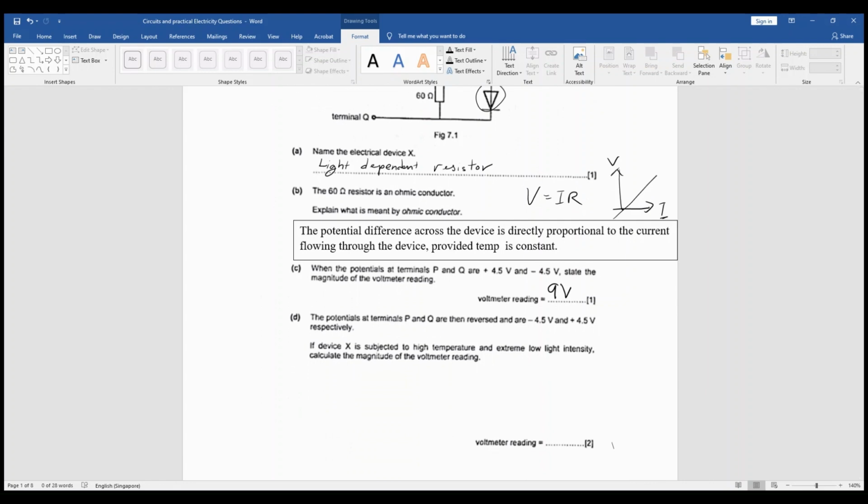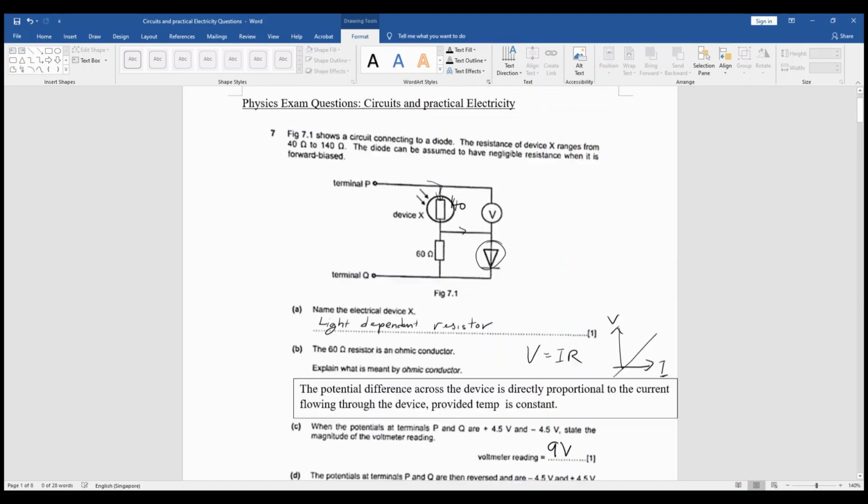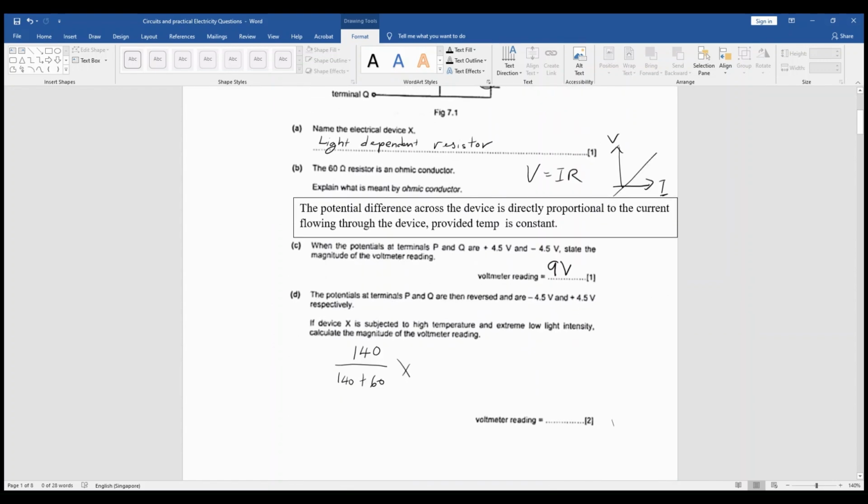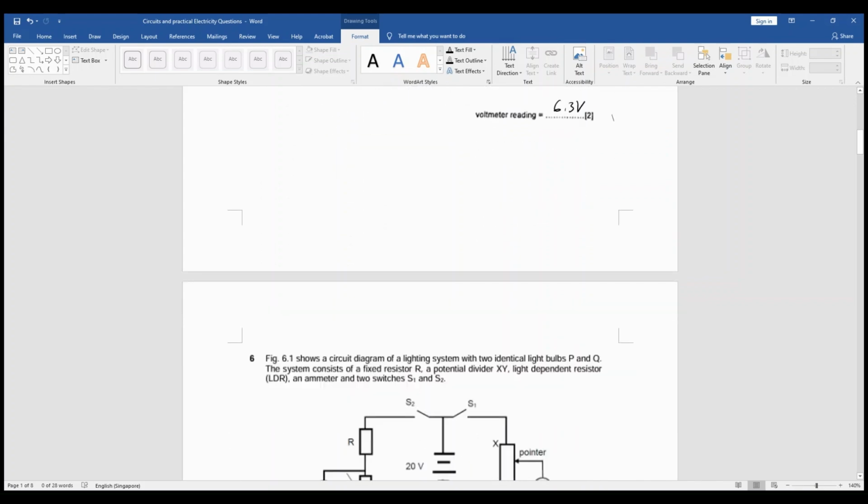The voltmeter reading is across the LDR. LDR voltage is the LDR resistance, 140, over the total resistance, 140 plus 60, and then you multiply by the total voltage that you are distributing. So the total is 9. Just make a calculation of this and you'll get 6.3 volt. Okay, this question is done.